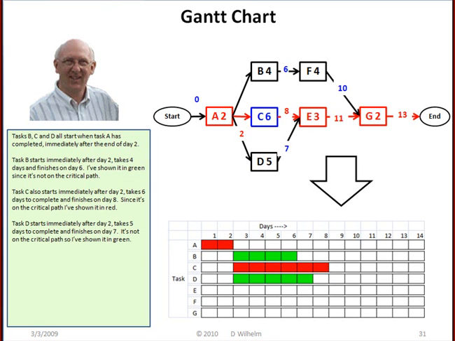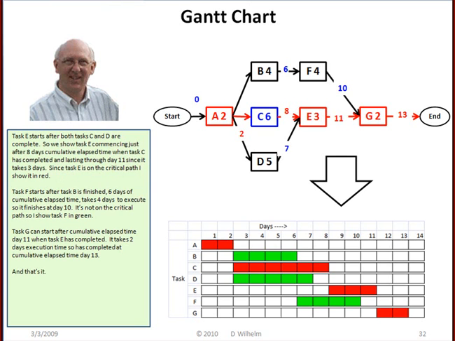Tasks B, C, and D all start when task A has completed, immediately after the end of day 2. Task B starts immediately after day 2, takes 4 days, and finishes on day 6. I've shown it in green since it's not on the critical path. Task C also starts immediately after day 2, takes 6 days to complete, and finishes on day 8. Since it's on the critical path, I've shown it in red. Task D starts immediately after day 2, takes 5 days to complete, and finishes on day 7. It's not on the critical path, so I've shown this one in green also.